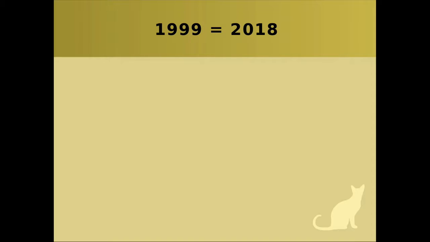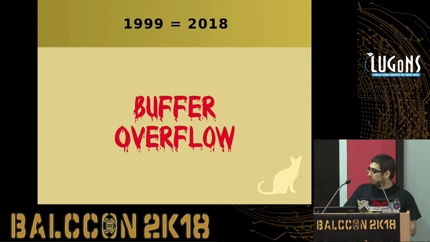Let's see. 1999 equals 2018, 2017. The thing is that it was a buffer overflow in both cases that triggered this exploit. So you see that 19 years ago or 18 years ago, the same bug affected both software products. And so people still make these mistakes even nearly 20 years later. That's one problem of IT security, that people still make mistakes that already happened like 20 years ago.